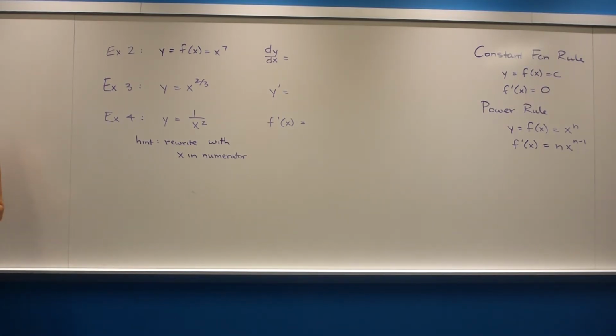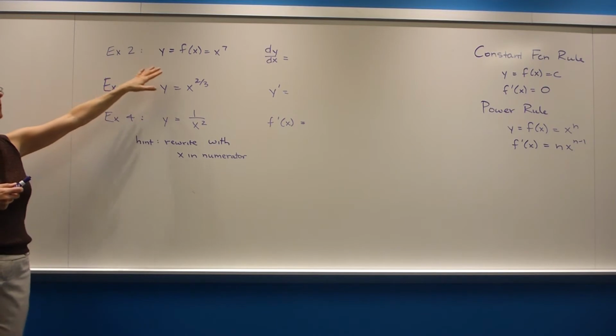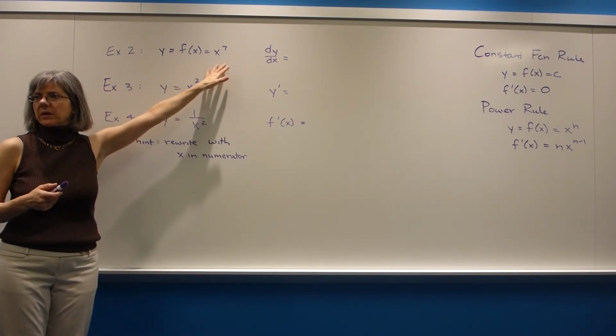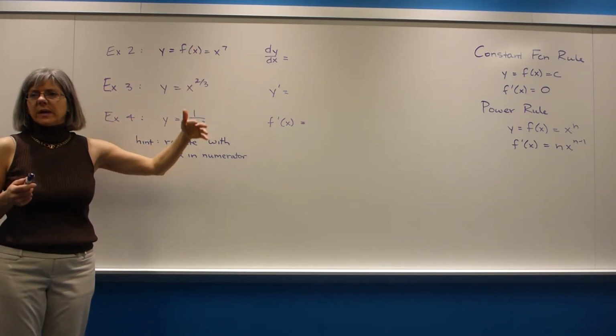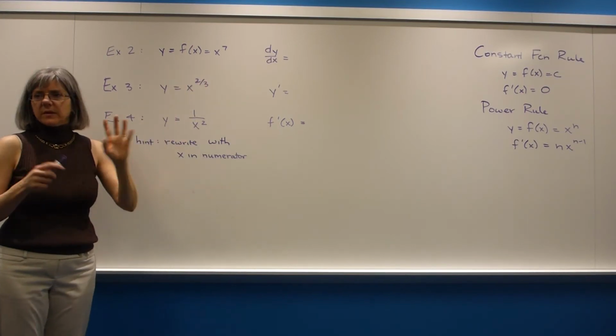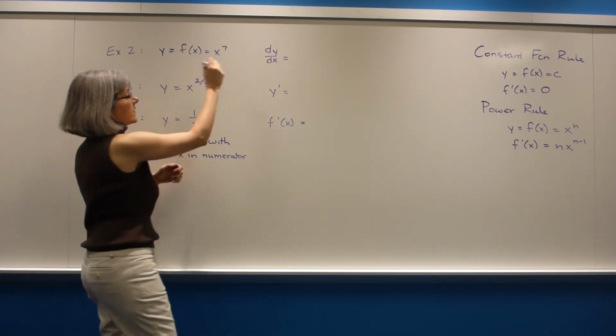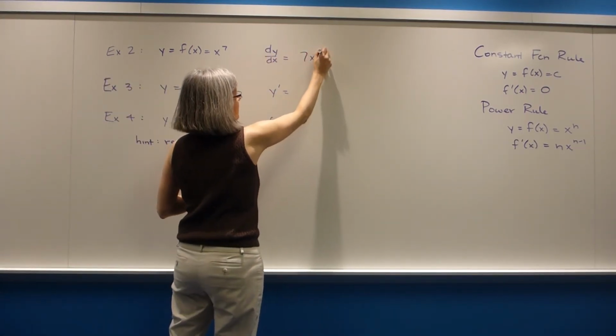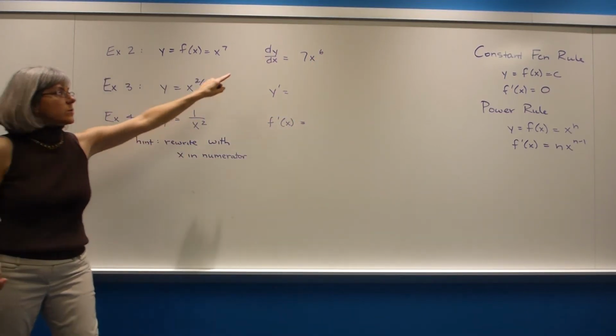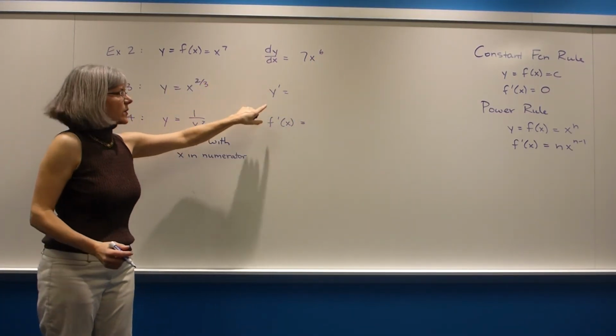How's everyone doing? First two done, working on the third? Yeah? All right, let's look at the first two. So the first one, this should be a walk in the park. This one's pretty easy. After you do about 3 of these that are this simple, you don't even think about it anymore. So we just bring that 7 down in front. 7 minus 1 is 6. So dy dx says find the derivative. Okay, what about this one?